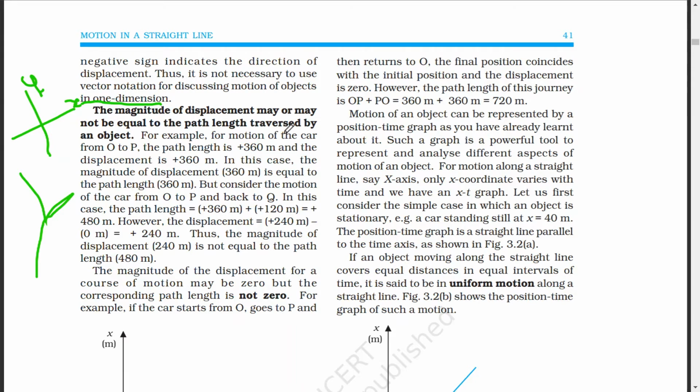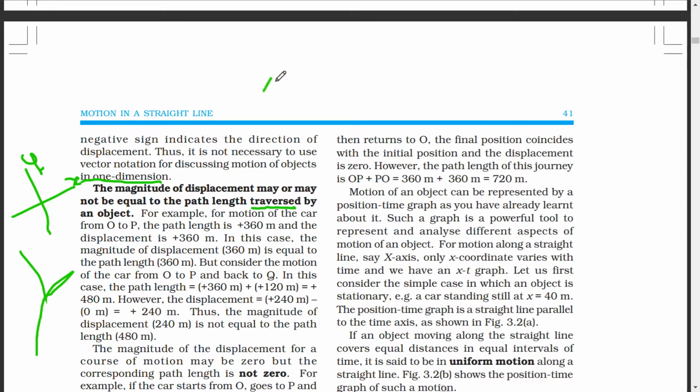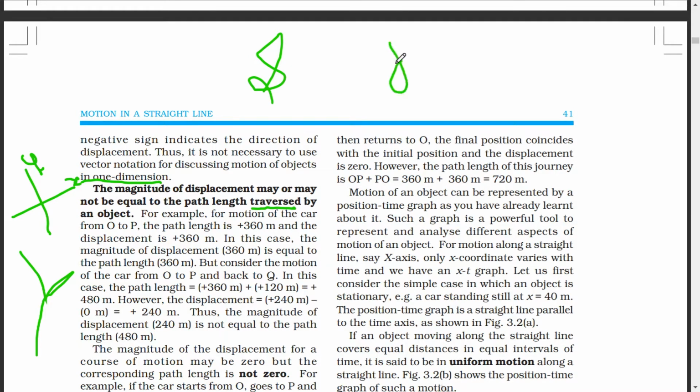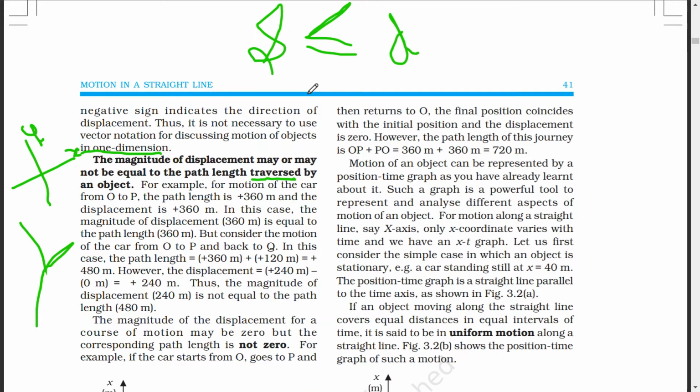Now, the magnitude of displacement may or may not be equal to the path length traversed by the object. Path length traversed by the object means path length covered by the object. So, what is displacement? Displacement has a condition. If we represent s as displacement and t as distance, then s must be less than distance, or at maximum it can be equal to distance. But displacement can never be greater than distance, right? It can be equal but it can never be greater, right?